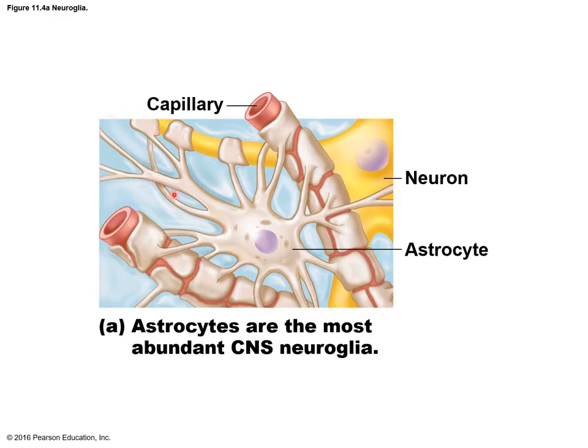So it's kind of like scaffolding, but then also, like I said, anything passing out from the blood will have to pass through the astrocyte first.